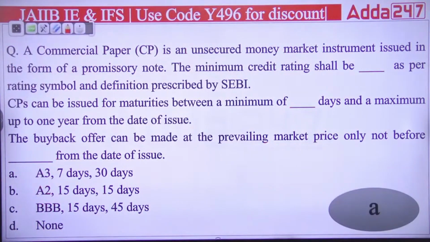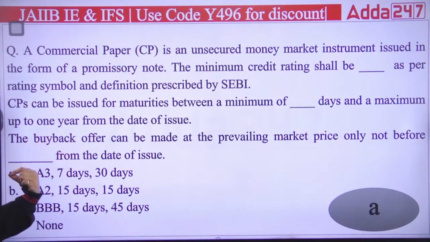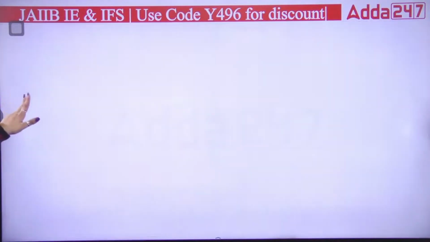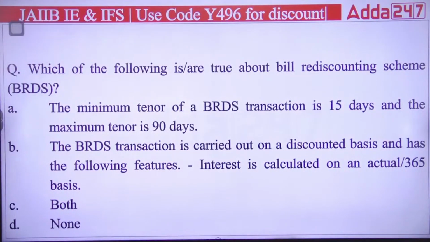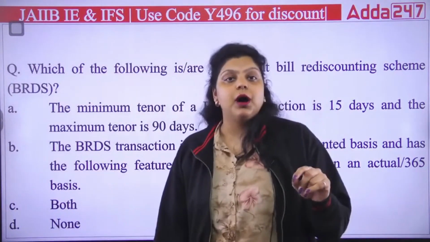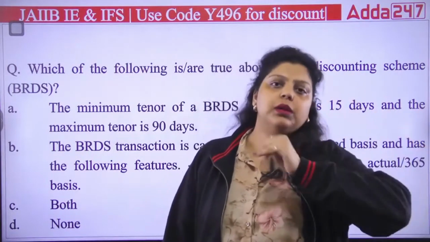Rating A3 is required, minimum days are 7, and you will be allowed to buy back the commercial paper after the 30 days from the date of issue of commercial papers. Okay, so right answer is A. I don't know why I keep saying certificate of deposit in place of commercial paper, but yeah, we were talking about commercial paper there. Okay, the minimum amount in the commercial paper is same as the certificate of deposit, that is 5 lakh, and thereafter multiple of 5 lakh.